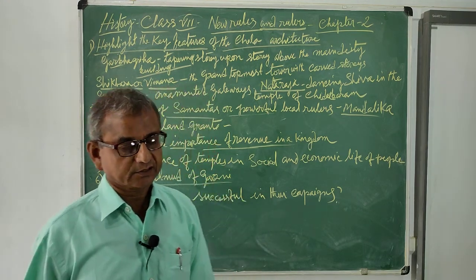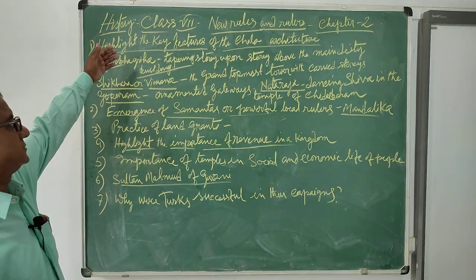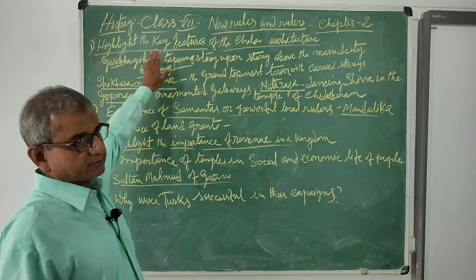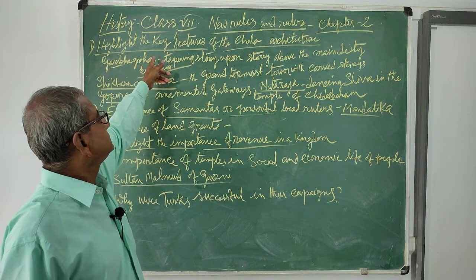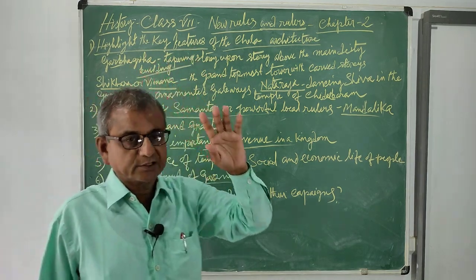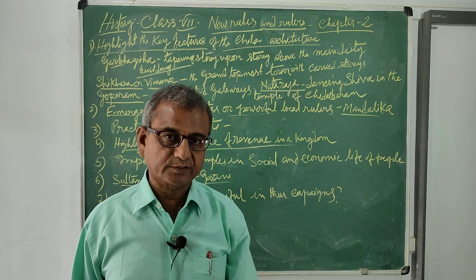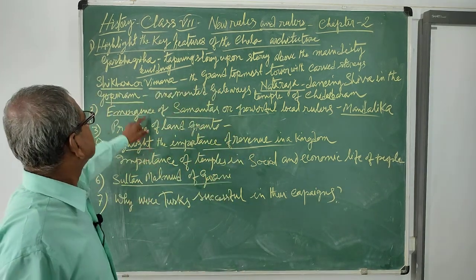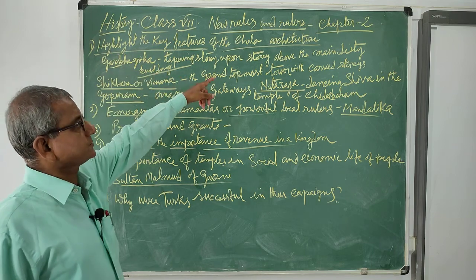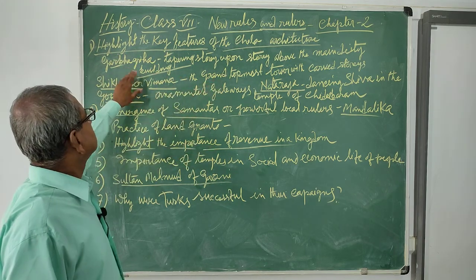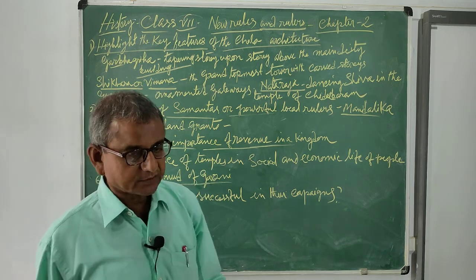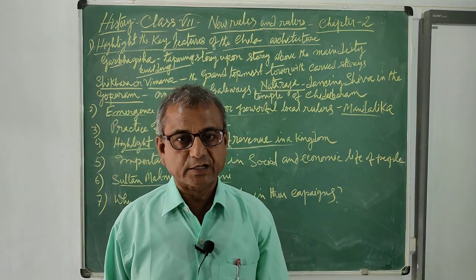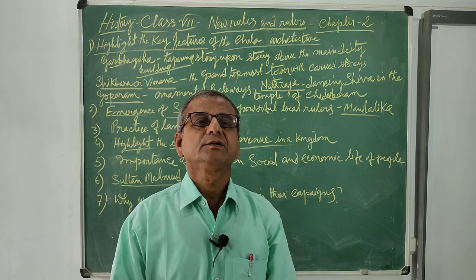Today I would like to discuss the topic New Rulers and the Rulers, the last part. In the last class I discussed village administration, public works, and taxes. Now let us highlight the key features of Chola architecture. The Cholas were great builders, and their style of architecture was known as the Dravidian style.